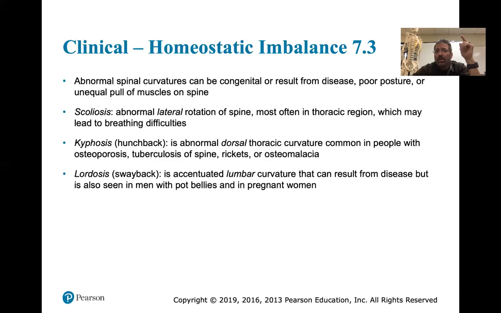Kyphosis, or hunchback, is abnormal dorsal, or posterior, curvature; we learned those terms at the beginning of the semester. It's common in people with osteoporosis, tuberculosis, and rickets. Rickets is a disease where there's not enough vitamin D, because we can't produce it due to lack of sunlight in the northern environment, or lack of vitamin D for some other reason. Vitamin D helps regulate calcium into bones. We talked about osteoblasts and osteoclasts.